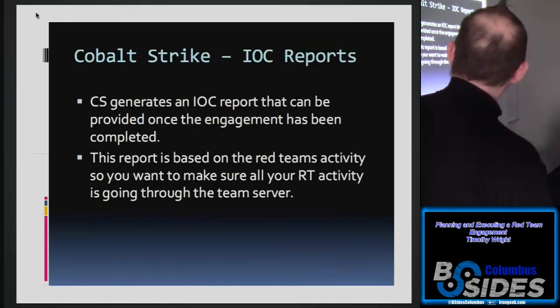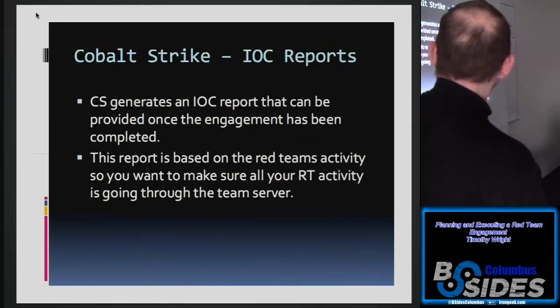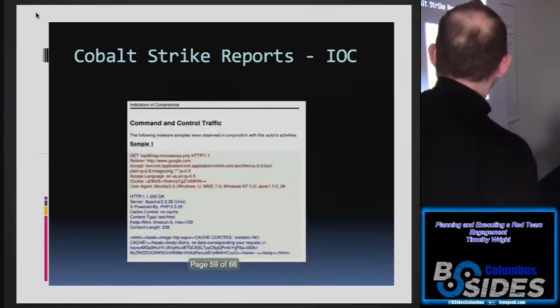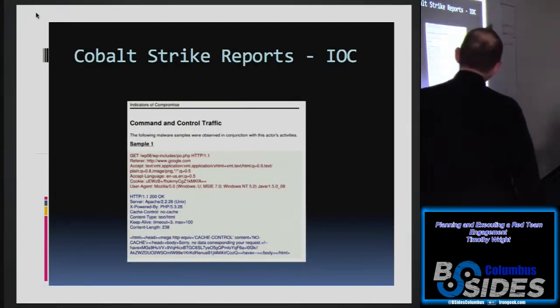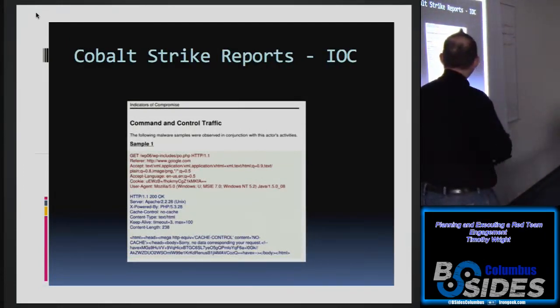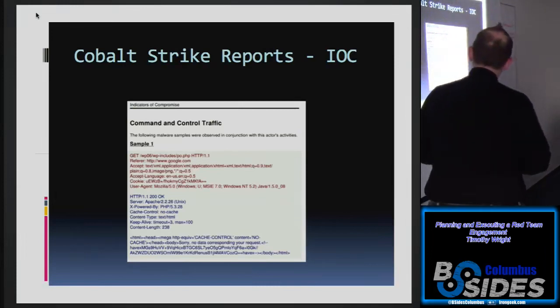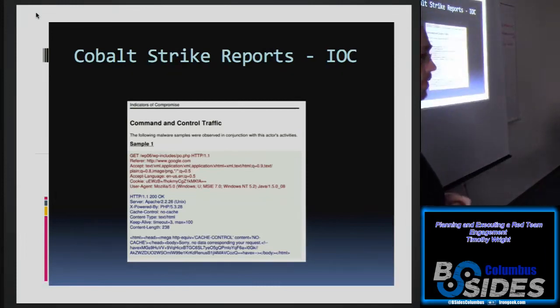So, for example, Cobalt Strike has an IOC report, indicators of compromise. And again, an example of that: it's our command and control traffic from a beacon payload. This was a GET and then the response coming back from the Apache server. So we can provide that to the blue team and show them, here's an IOC from the beacon payload we were using, whether we were using some type of malleable C2 or we were just going straight out of the box with it.